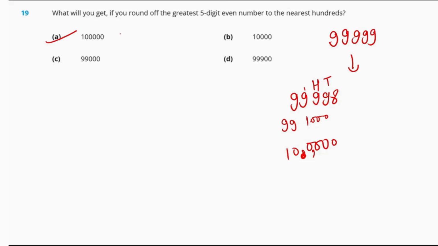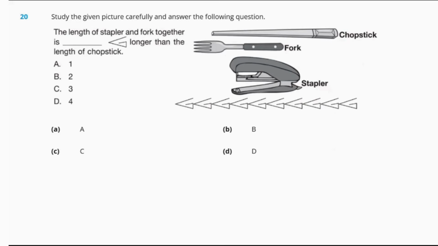Okay. Now, next question is, study the given picture carefully and answer the following questions. The question is, the length of a stapler and fork together is dash stapler longer than the length of chopstick. So to be able to solve this question, first of all, we have to write down the measurement of all of these three items, right? In terms of staplers, the length of chopstick will be 7 units. That is, one chopstick is equal to 7 staplers. Next, for fork, the measurement will be 5. And finally for stapler, the measurement will be 4.